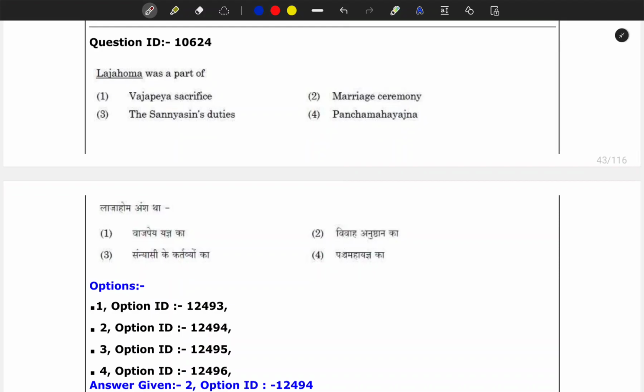Next is: Laja Homa was a part of. Laja Homa was a practice like doing havan and putting some rice in it. In every marriage in India you will see this, but we are not aware of the terminology used in the ancient and medieval period. If you don't know the terminology, it is a very difficult question for you, and this is the correct answer: it was part of the marriage ceremony.